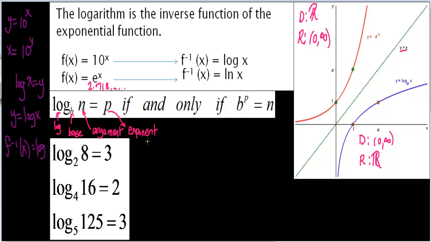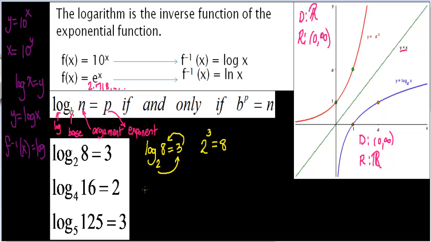If I have the log base 2 of 8 equals 3, this is what I do. I take my base, I raise it to this exponent, and I equal it to 8. So this becomes 2 to the 3rd power equals 8. And there, you went from a logarithmic expression to an exponential expression.